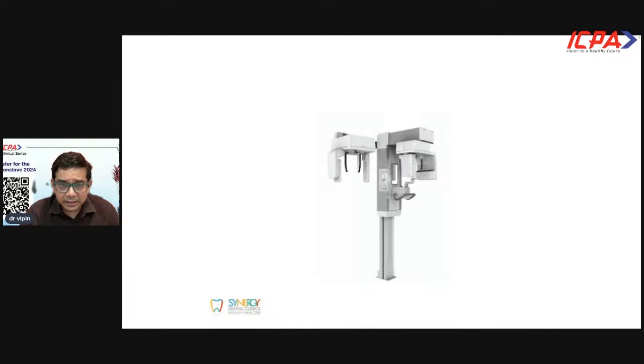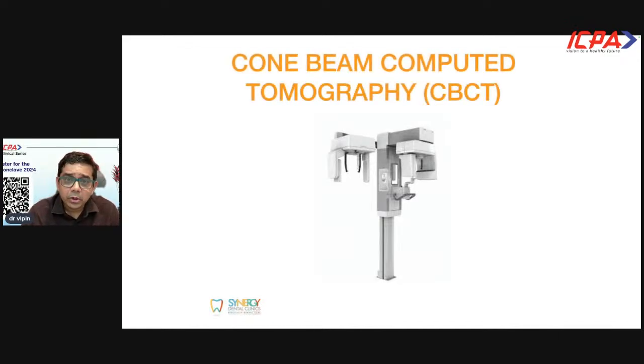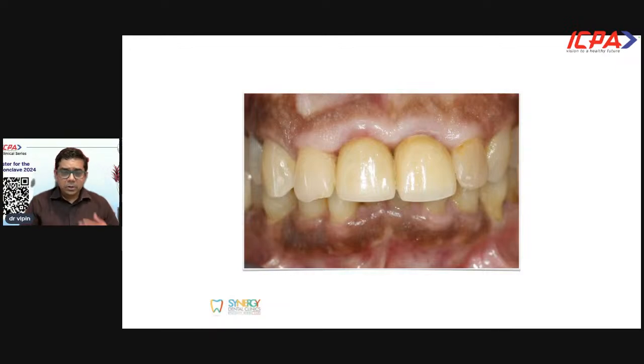I got into digital dentistry because of this machine. This is my first digital machine, of course RVGs and everything are digital, but I ventured into digital dentistry when I purchased my CBCT in the year 2011, and since then I just got fascinated toward digital dentistry, and I tried to improvise myself.